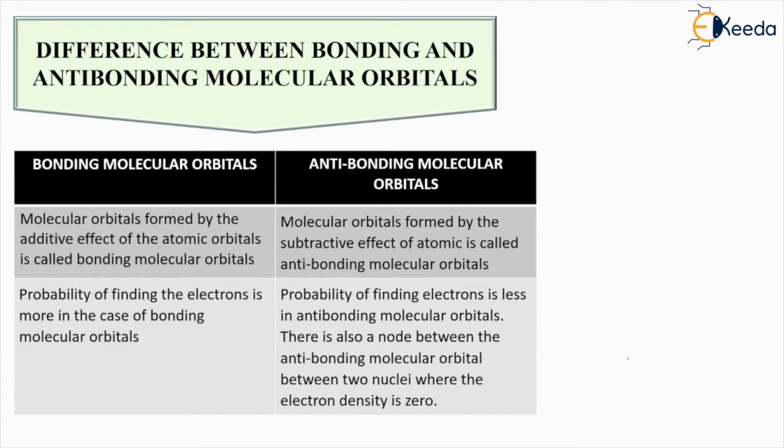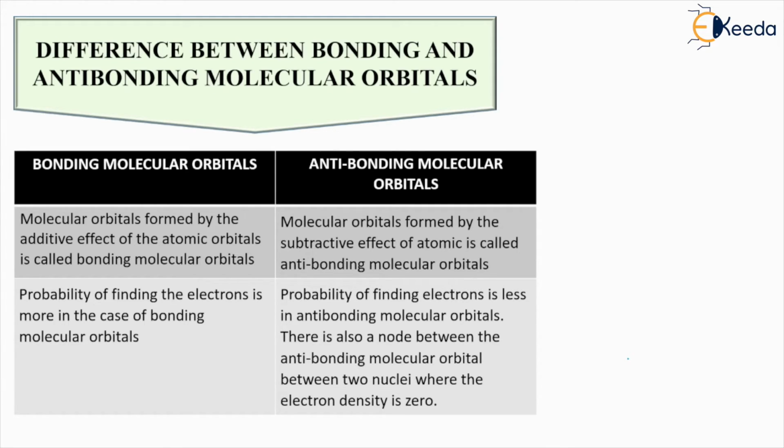Now let us see the difference between the bonding and the anti-bonding molecular orbitals. The first one is the bonding molecular orbital. We'll see them point by point, but we'll see both the points together. So the first one is the molecular orbital formed by the additive force. Over here we have psi A plus psi B of the atomic orbitals. It is called the bonding molecular orbital.